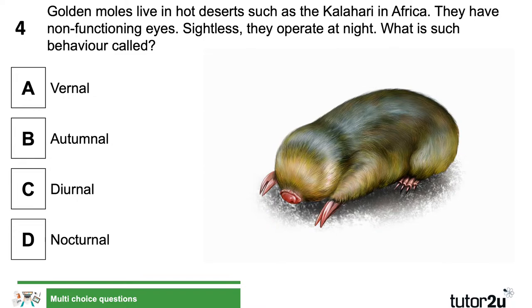Golden moles, which again are beautiful desert creatures, very difficult to see. They spend a lot of time underground. But golden moles live in hot deserts such as the Kalahari in Africa. They have non-functioning eyes. So they have eyes, but they don't work. So they're sightless and operate at night. What is such behavior called? Is it A, vernal, B, autumnal, C, diurnal, or D, nocturnal? Make your choices.